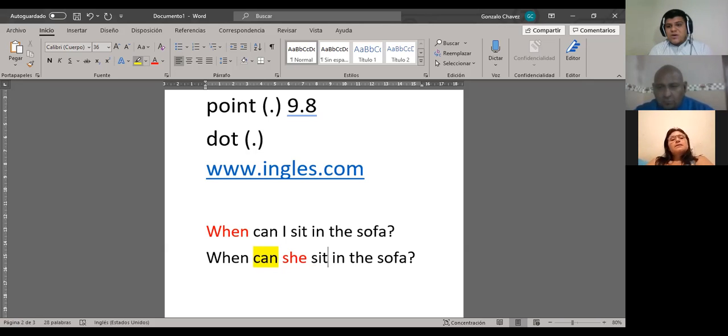When can she sit in the sofa? All right. Y ahí, como le menciono, en la posición acá del sujeto, el sujeto puede variar dependiendo de a quién usted quiera referirse.